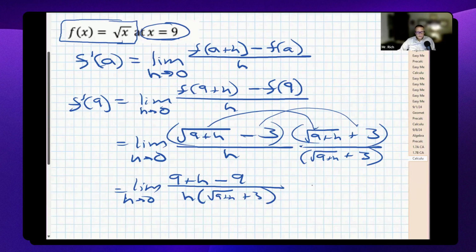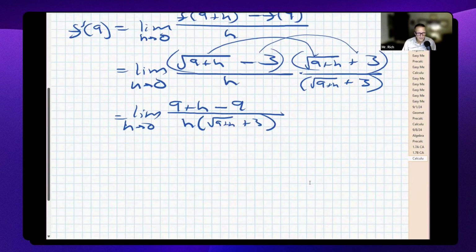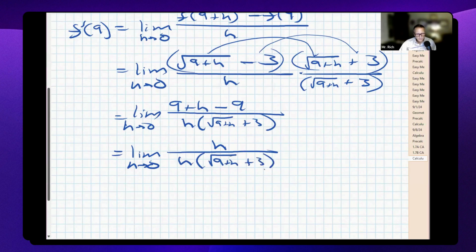Now, at this point, you're wondering, where is this going? What is going to happen here? Well, I can now simplify the numerator, because this numerator is just going to be h, because 9 minus 9 combines to 0. I have h over h times root 9 plus h plus 3. Now is where the magic happens. I get the simplification of getting rid of the two h's. Common factors, top and bottom, they cancel.